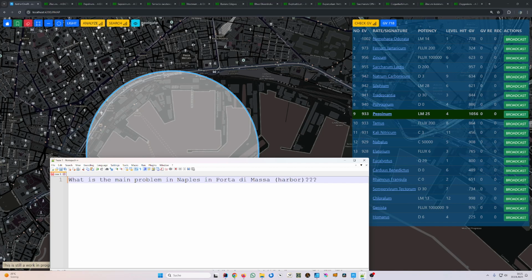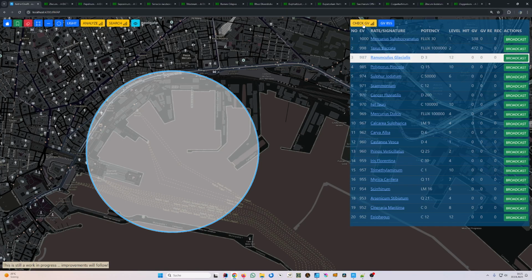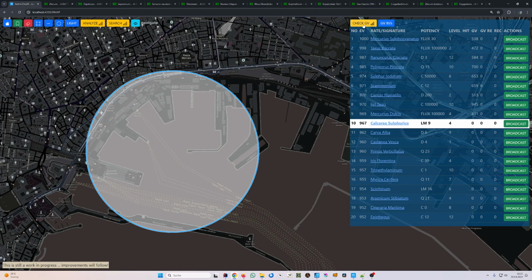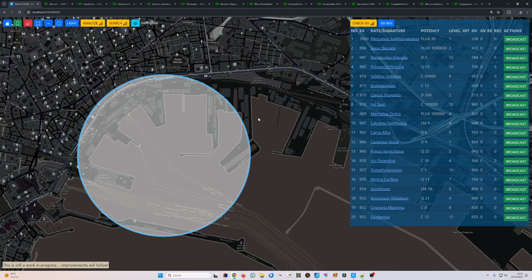Then I click again on analyze and check again the general vitality. By writing down your intention, your focus is a lot more concentrated. It is even better to write it down on paper. So if you write it down on paper and then you analyze, then your focus is very high and you can get incredible results.